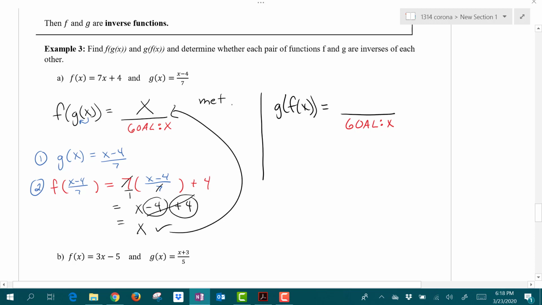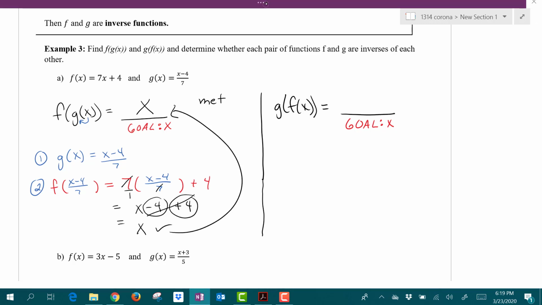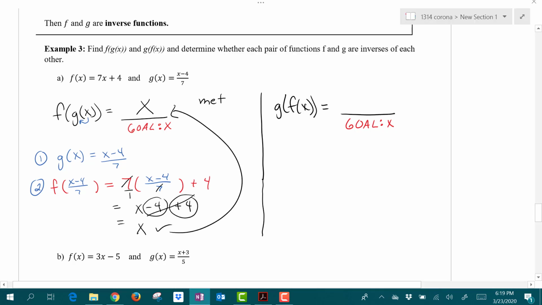Now, in order to say they're inverses, we have to compose them in the other order, and we want to get exactly x again. So, for this composition, we put x into f first, which is, once again, kind of silly, because if I put an x into f, then I get this equation. We already know what that is. That's 7x plus 4.